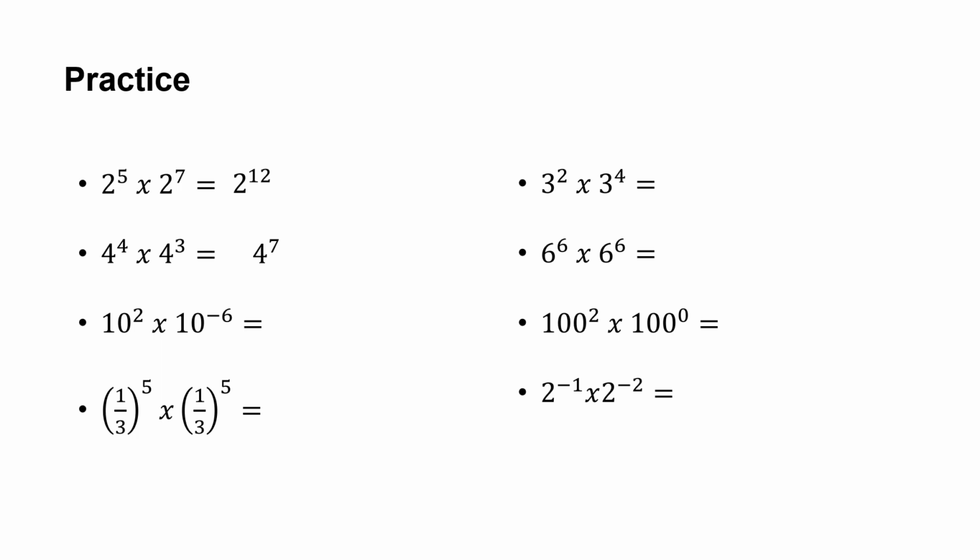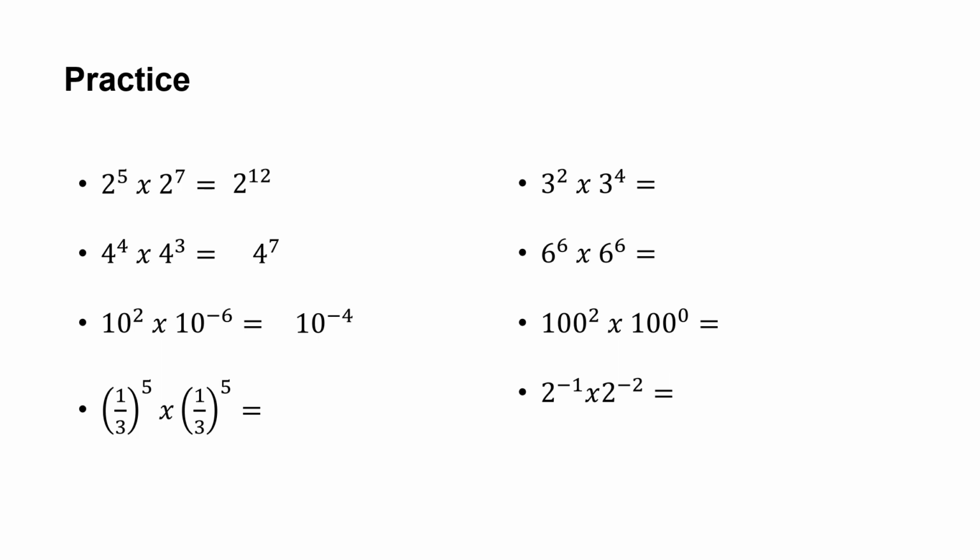Our next question, we have 10 squared times 10 to the minus 6. In this case, we have 2 and minus 6 as our exponents. So I know I've thrown in a negative number here, which may confuse some people, but you just follow the same logic. So in this case, when we add these together, we have the exponents as 2 plus minus 6. That gives us 10 to the power of minus 4. So we have 2 minus 6 is minus 4.